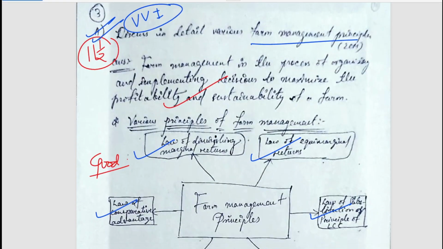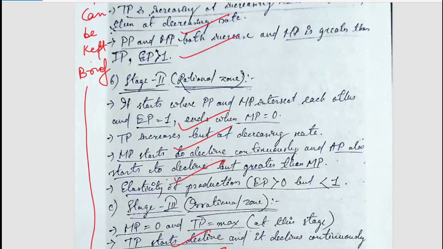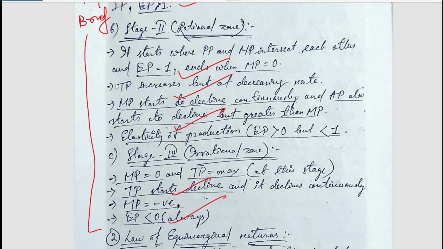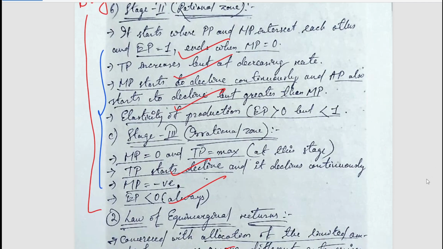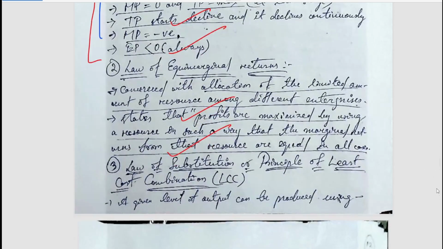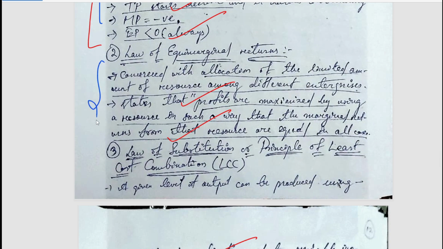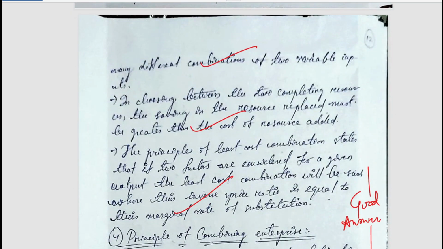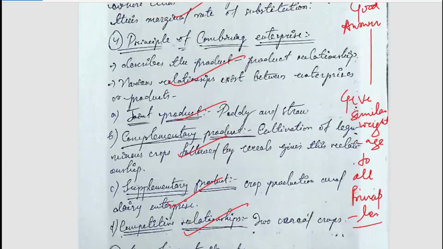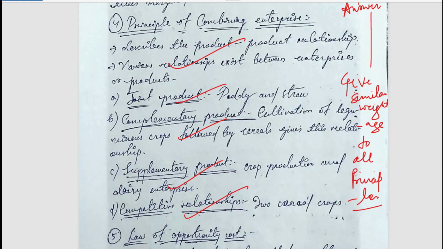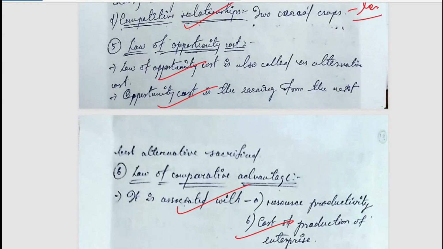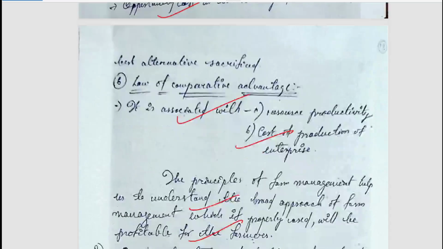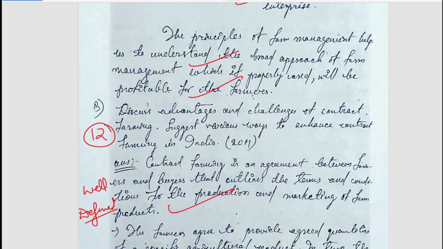The student has also written in detail about farm management principles. You can simply pause and read it if you want to. But I don't think you need to go in that much detail. Simply write about the principles and explain them, because you have only 4 or 5 principles to explain, so that will be enough. As you can see here, the student has written about the law of equi-marginal returns. So you can simply pause and read it if you want to. So this was about farm management principles.